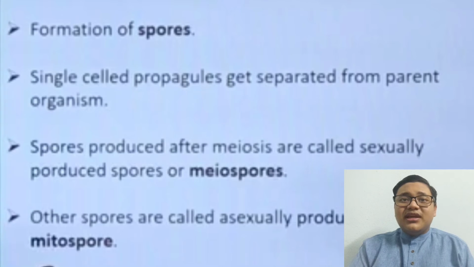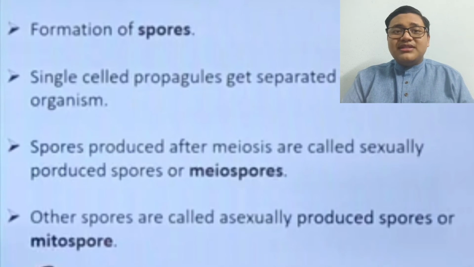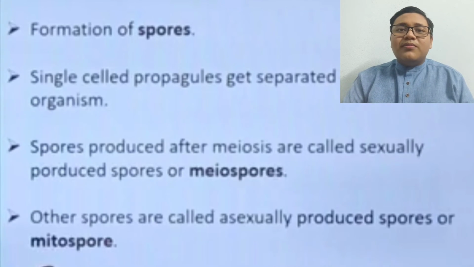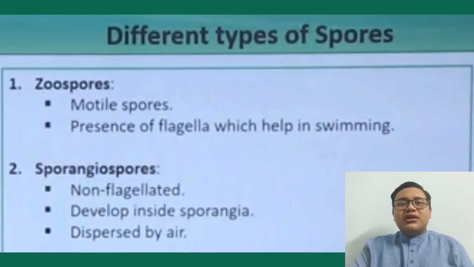Single-cell propagules get separated from parent organism. Spores produced after meiosis are called sexually produced spores or meiospores. Other spores are called asexually produced spores or mitospores. Next, we have to know about the types of spores. The first one is zoospores. It is motile spores, with flagella which help in swimming. Second is sporangiospores. Non-motile spores develop inside sporangia, dispersed by air.